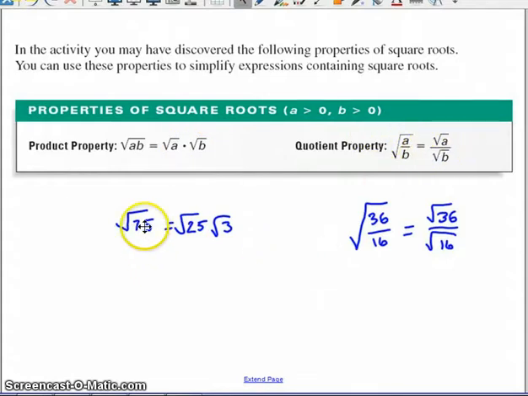So here are some examples. Square root of 75 is the same as these two broken apart pieces, the square root of 25 times the square root of 3. And likewise over here, I don't know what 36 divided by 16 is, but I do know the square root of 36, that's 6. And I do know the square root of 16, that's 4. So I've got 6 over 4 here, or in other words, 3 over 2. If I tried it over here, I would have gotten 3 over 2, but it would have been more work on the left side.